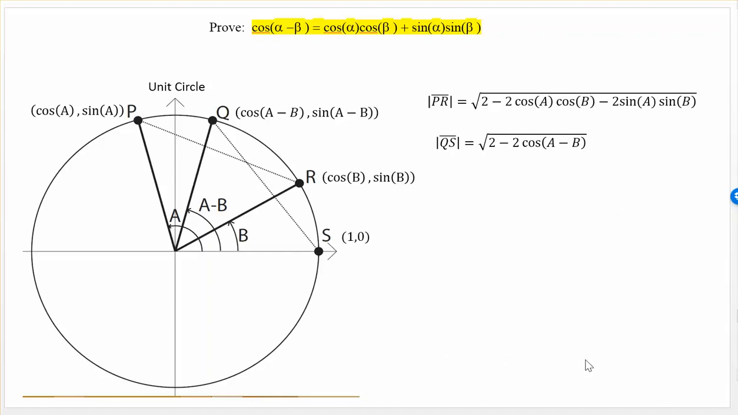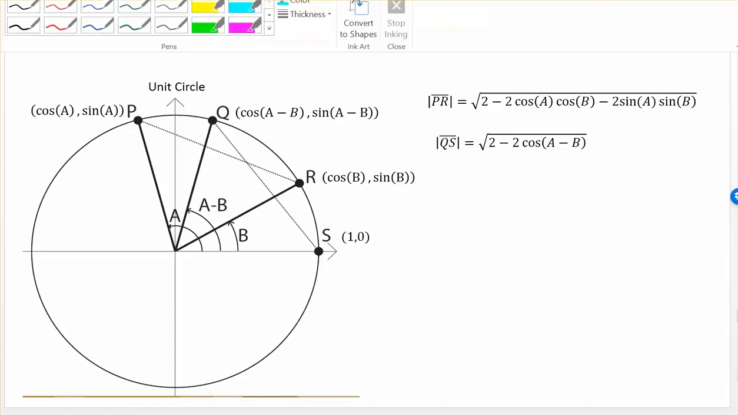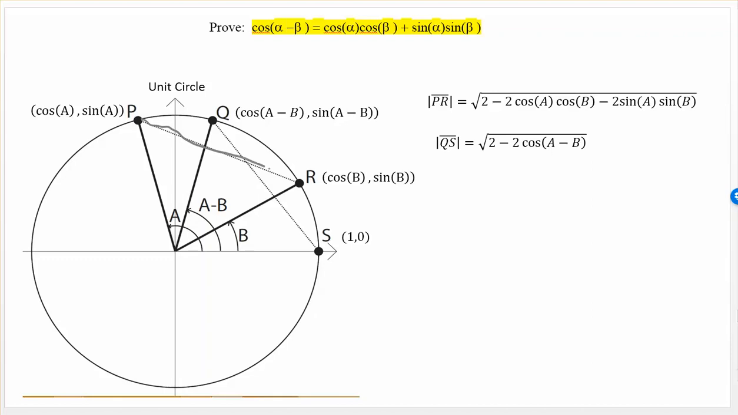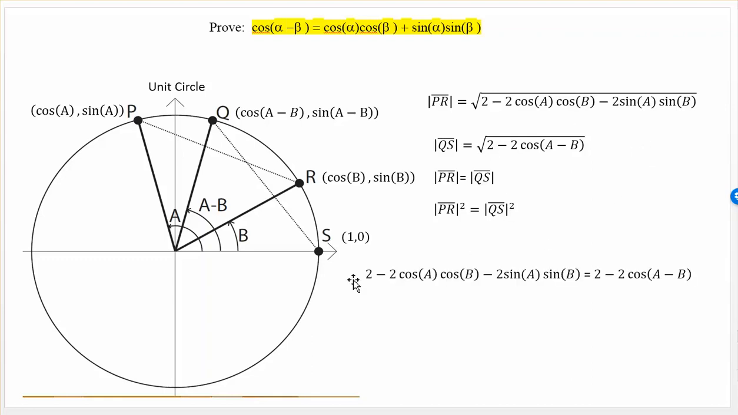So we have these two distances now. They are the line segments across from the central angle of A minus B. So both of these distances then are equal. Okay, so we set those two magnitudes equal to each other. If we take the magnitude of those squared, these square roots go away, and now we just have these two equations set equal to each other. So the stuff underneath the square root sign are now equal to each other.